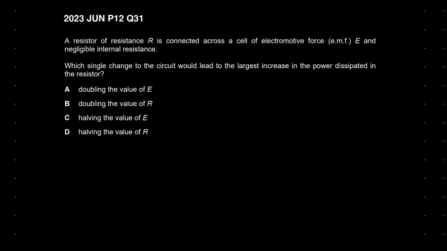Question 31. A resistor of resistance R is connected across a cell of EMF E and negligible internal resistance. Which single change to the circuit would lead to the largest increase in the power dissipated in the resistor? So the resistor is of resistance R and there is negligible internal resistance. Which single change would lead to the largest increase in power dissipated in the resistor? So there is basically just a circuit where you have a power source which has EMF E and you have a resistor.